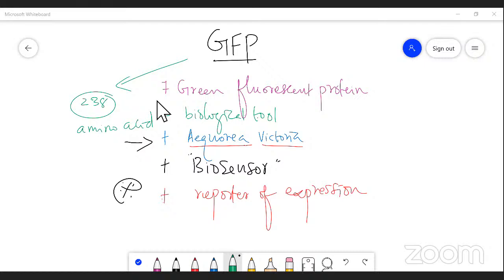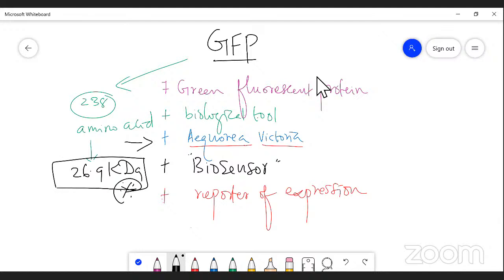So here you find there are 238 amino acids, the residues, right? Its weight is 26.9 kilodalton. That's why it seems to be a bright green in color.